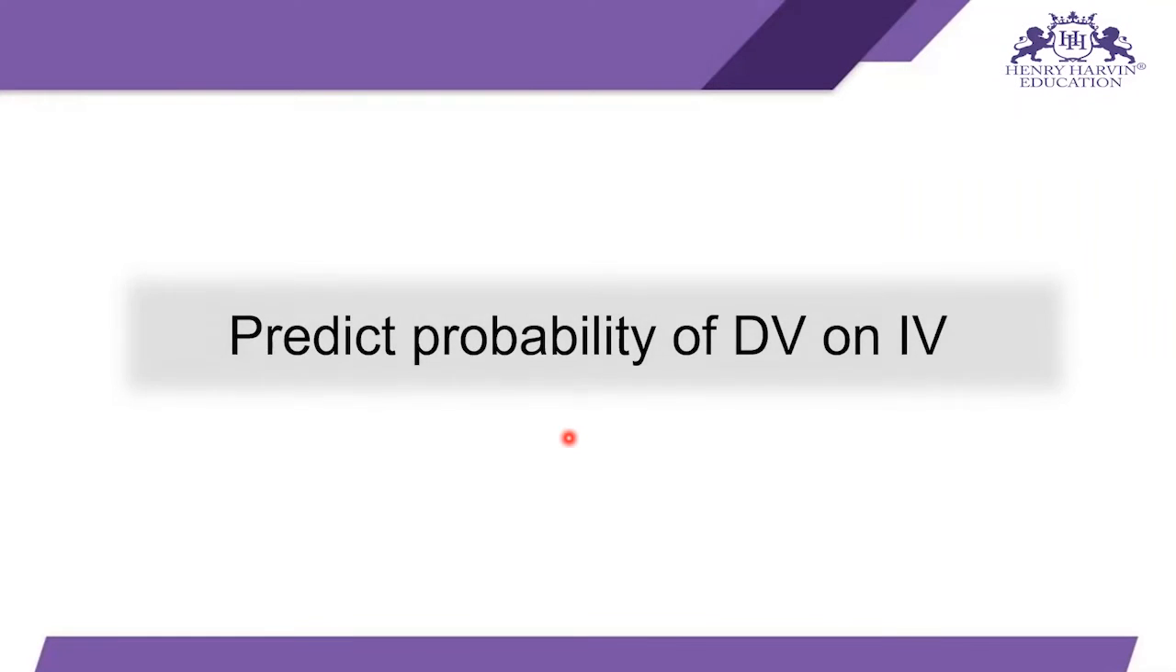How are you? In today's session, we are going to talk about predicting the probability of the DV, that means the dependent variable, from the IV, the independent variable. Basically, we are going to see how we provide the IV, the independent variable, as an input to our machine learning model and get the output of the DV, the dependent variable. So let's start with this.